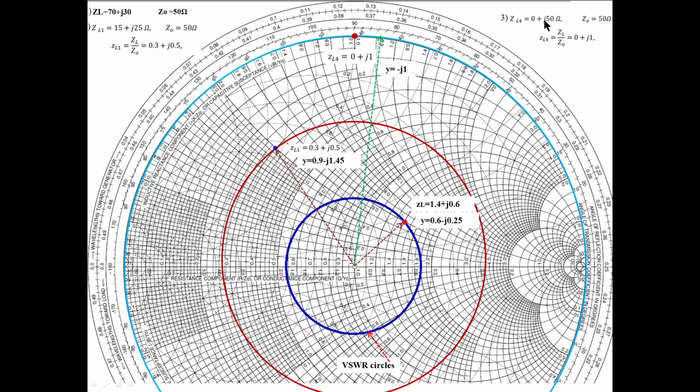They may provide it like this, J50 only. J50 means you should take R is equal to 0. So I have taken 0. This is J1 if you normalize. 0 plus J1 means R is equal to 0 circle and X is equal to 1. The intersection of R0 and X is equal to 1 appears as a point on the Smith chart.